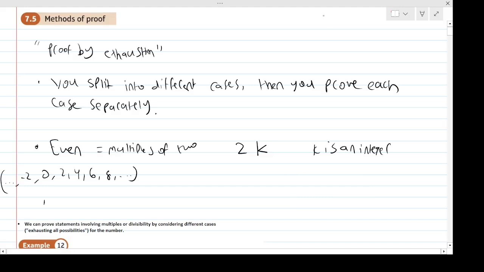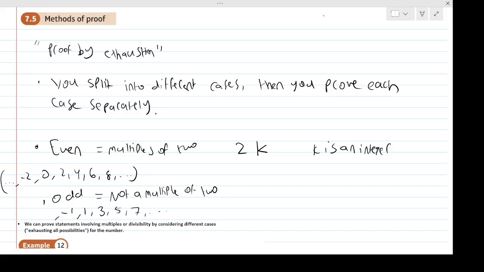And then the other one is odds. So odd is basically not a multiple of 2. These are numbers like 1, 3, 5, 7, and then again we go back the other way and go -1, -3, and so on as well.